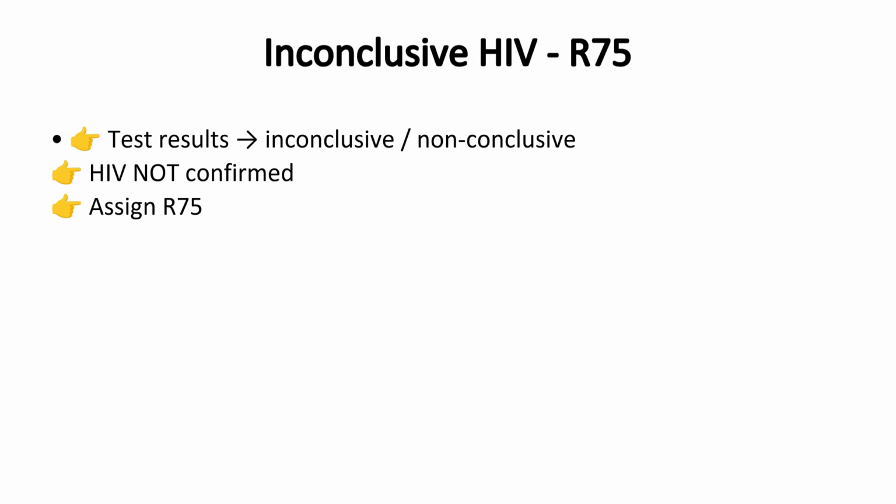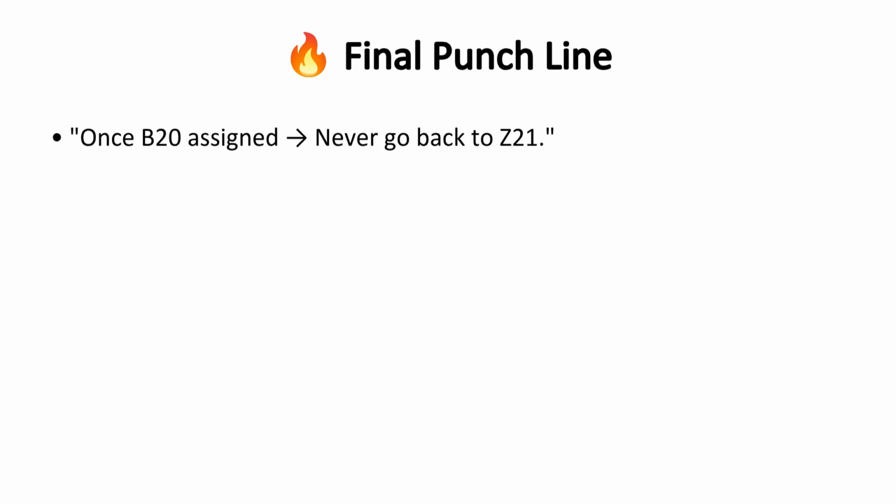Let's understand inconclusive HIV coding. If the HIV test results are inconclusive or non-conclusive, it means the diagnosis is not confirmed. In this situation, we assign the code R75, which represents inconclusive laboratory findings for HIV. So remember, not positive, not negative, unclear result means R75. Once AIDS is assigned, never go back to Z21.